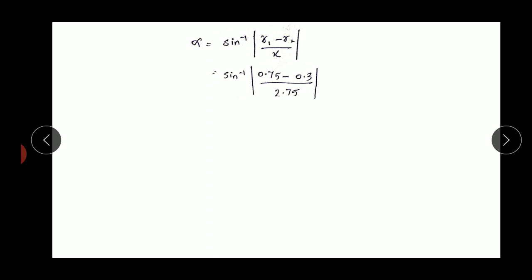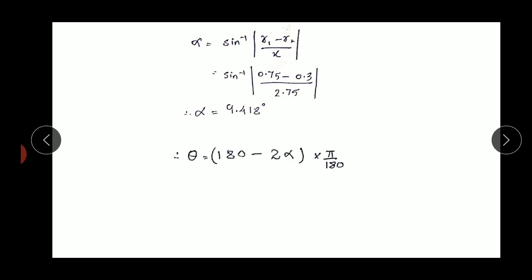So r1 we will get from the equation is 0.75, since n2 upon n1 is equal to r1 upon r2. From that equation we can find r1 as 0.75, minus 0.3, divided by 2.75, and finally you will get alpha. Alpha is 9.41, in terms of degrees only, you should remember it. It is in degrees. So once you find alpha, you can easily find theta.